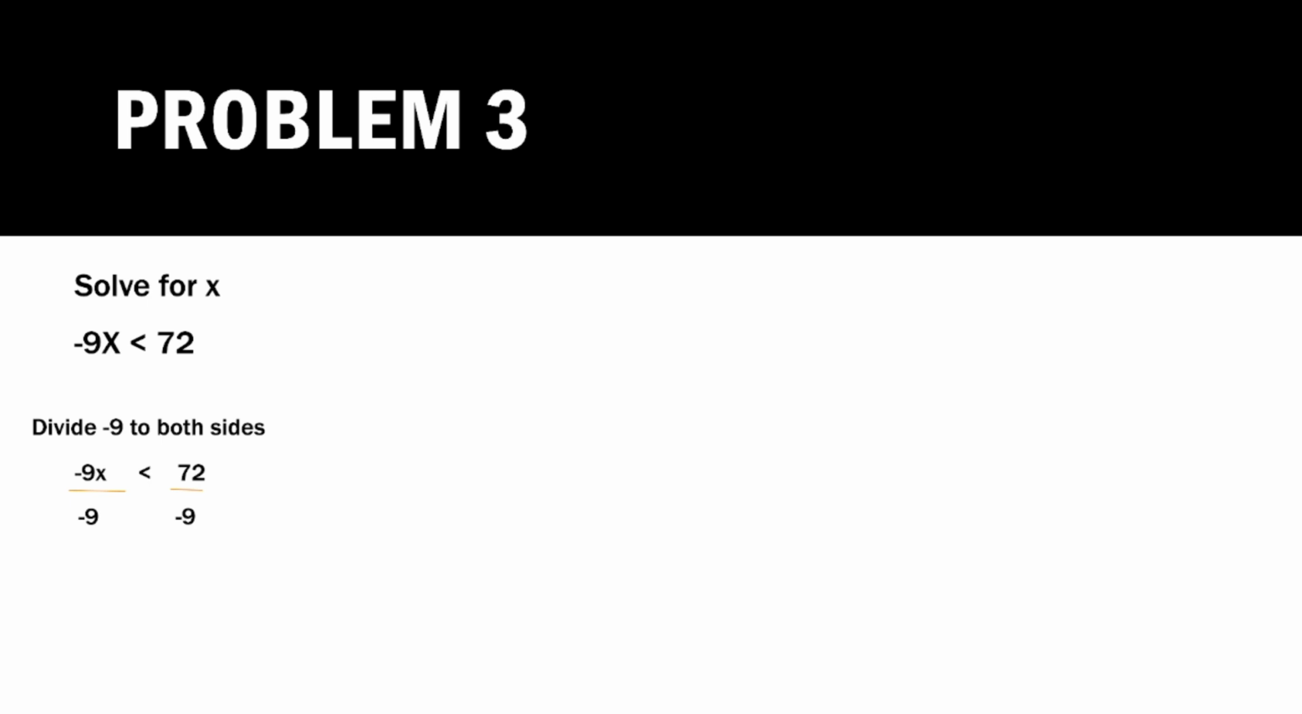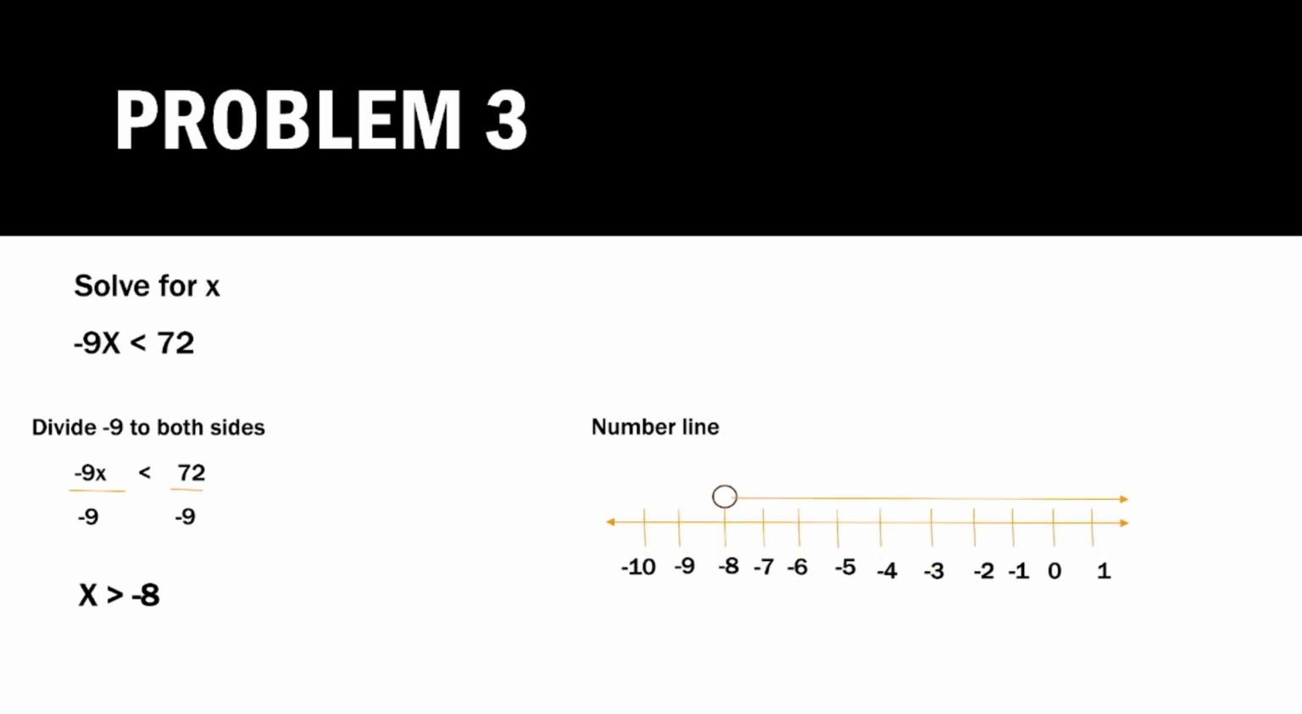You're dividing the negative 9 with 72. Okay, so every time you're multiplying or dividing a negative, that sign is going to change. So you get x is greater than negative 8, because 72 divided by negative 9 is negative 8. So in the number line, you can see right there, to write x is greater than negative 8, you have an open dot because that means we're not including negative 8, and we're just using numbers that are bigger than negative 8. So like you can use positive numbers and numbers like negative 7, negative 6. Those are bigger than negative 8. So anything on the right side.